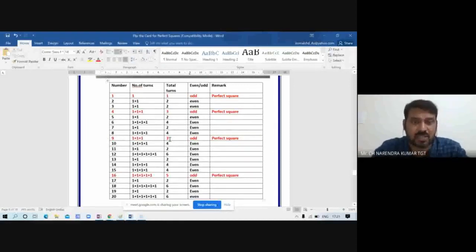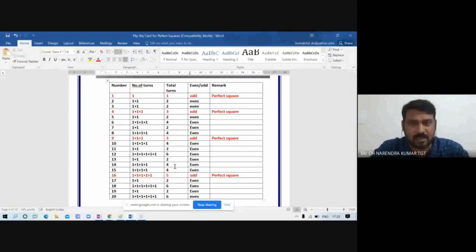So you can ask the students. You can involve the maximum number of students. One is writing, noting down the number of turns, and another notes which numbers got an odd number of turns. Like that, you can involve more students in this activity, so that everybody can understand easily.